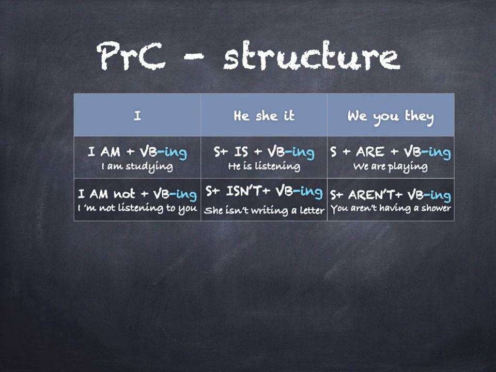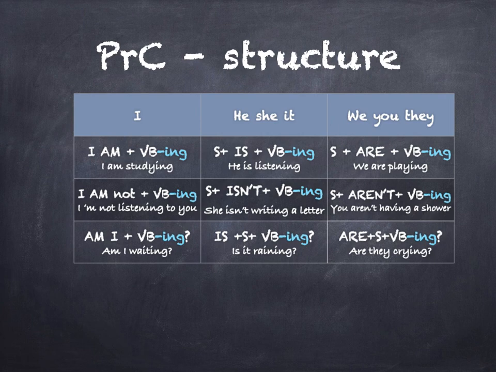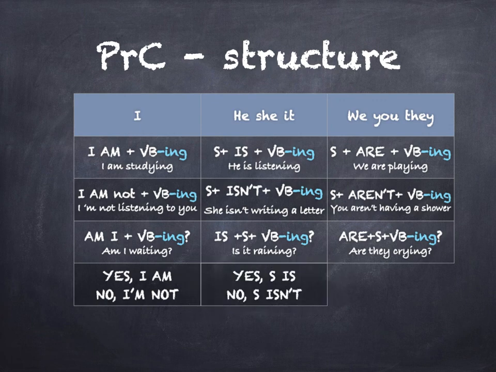In these cases, the auxiliary am, is, are continues in the negative. So I am not, isn't, aren't, right? And then in the interrogative, those auxiliaries, that verb to be, will be before the subject. Am I waiting? Is it raining? Are they crying? As I said before, when we answer a yes/no question, we have to use the auxiliary that was used in the question. So if the subject is I, yes I am, no I'm not. If the subject is he, she, it, yes, he, she, it is, no, with isn't. And in the case of we, you, they, it's the same, but with are and aren't.